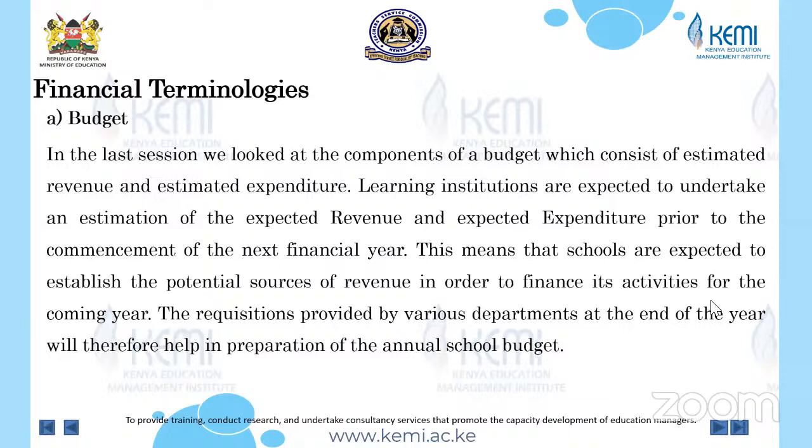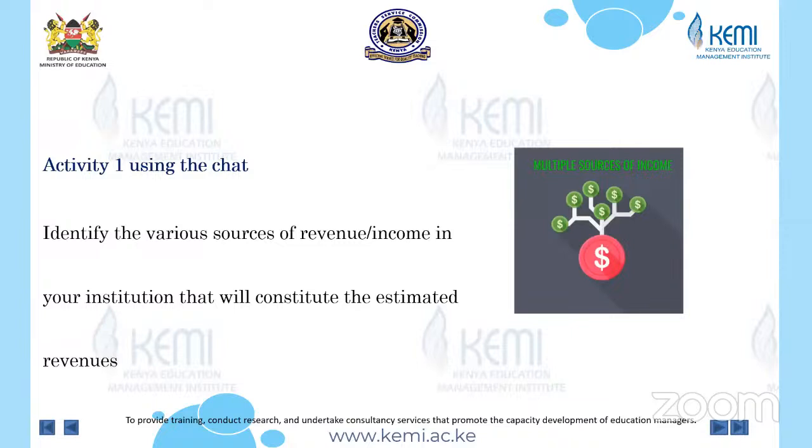So there is another activity that I want us to carry out in the charts. Using the charts, I want us to identify the various sources of revenue or income in our institution. And then Nancy, you will help us to read whatever the participants are mentioning. Let them tell us. I know the education managers, this one is very easy for them. Let us mention, where do schools get money from? The revenue, the income, where do they get the income from? Let them mention on the charts, and then I will recap, and then we continue.